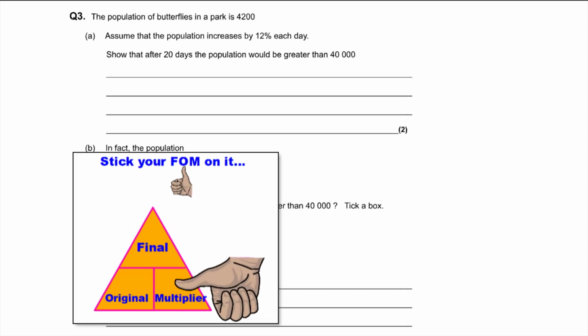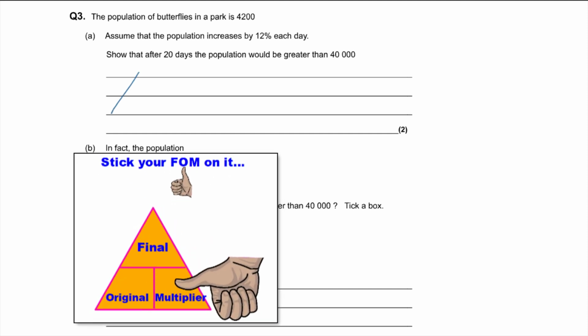Okay, so drawing my little triangle, and then working out what I've got. FOM. I'm still going to use Y. I know it's days, but I'm just going to use Y anyway for consistency. So, right, the final is the thing we want to find, isn't it? Show that after 20 days, it would be greater than that. So we want to find that. That's what we're looking for after the percentage change has happened. The original, what did we start with? The original was 4,200.